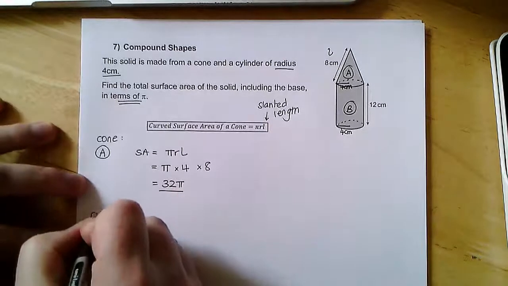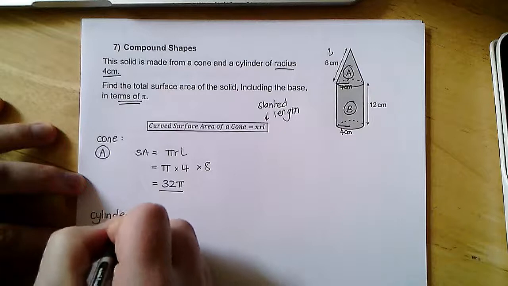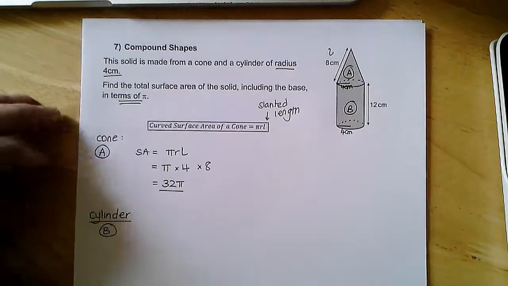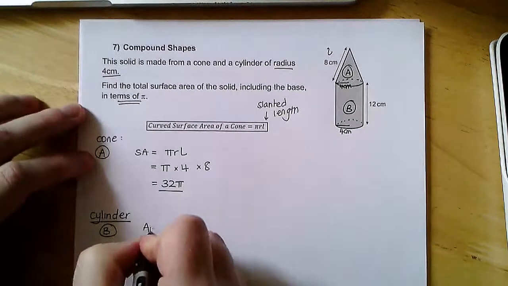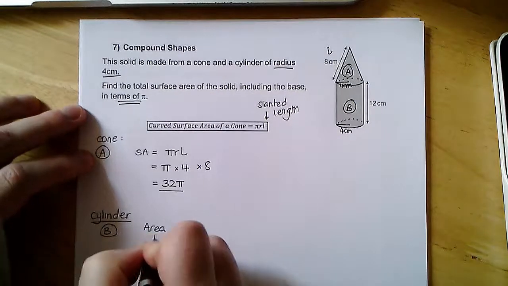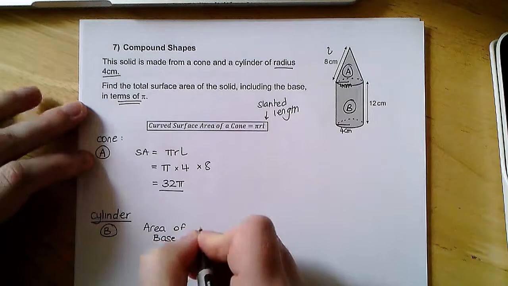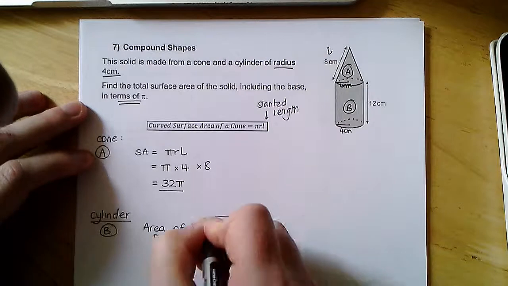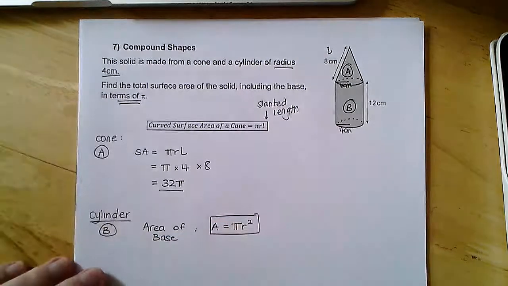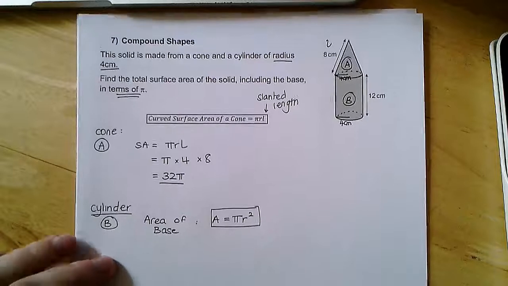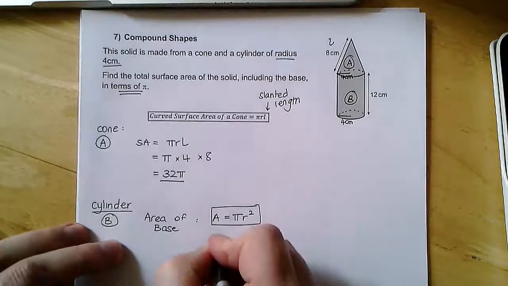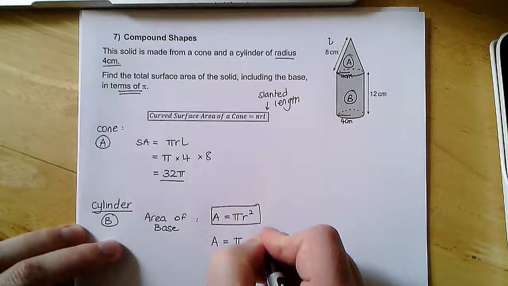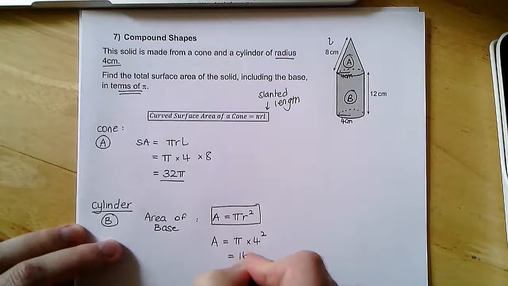Now if I look at the cylinder, now the area of the base is a circle, pi r squared. So its area is pi times by 4 squared, which is 16 pi.